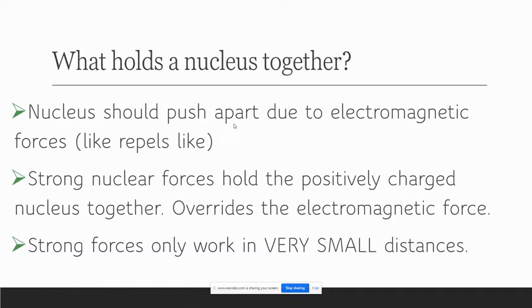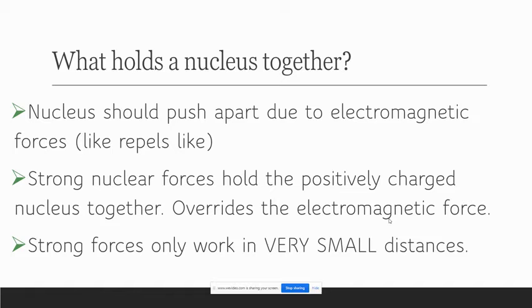So the nucleus kind of pushes apart due to the electromagnetic forces. That's what you would expect to happen because we have like charges in the nucleus. Those protons are in there, and the protons would normally push each other apart, just like if you had two magnets that came together with the same pole, they would push apart. But there's actually a force inside the nucleus called the strong nuclear force, which holds those positively charged particles together. And it overrides this tendency to push them apart that we're so used to hearing about.